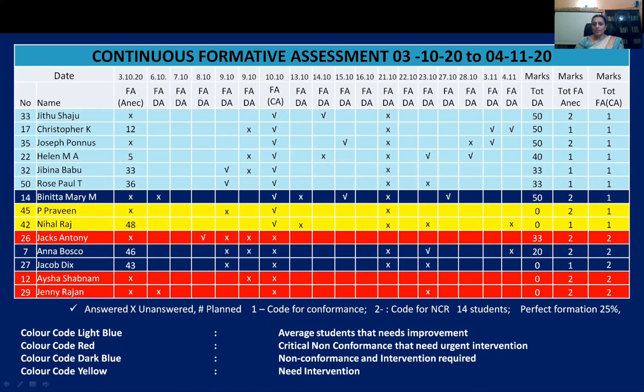The students shown in this slide are categorized as non-conforming students, among which there are 4 groups of students that are average who need improvement. These students are filled on the top with light blue color. The critically non-conforming students who need urgent intervention are represented in red. The non-conforming students who require intervention have the color code dark blue. And the non-conforming students who need intervention can be identified as those filled with yellow color.